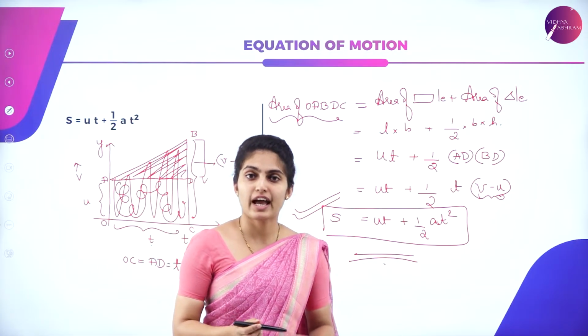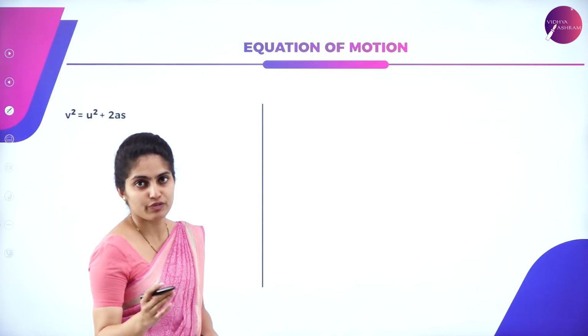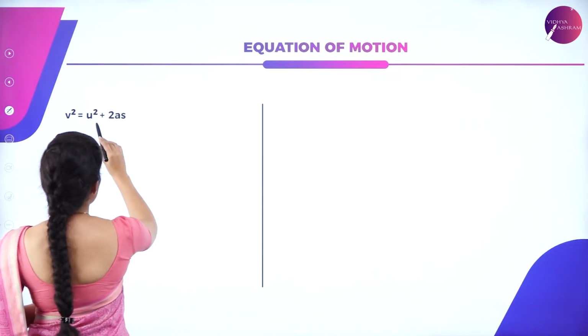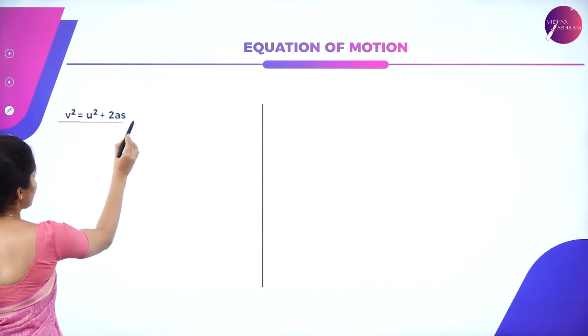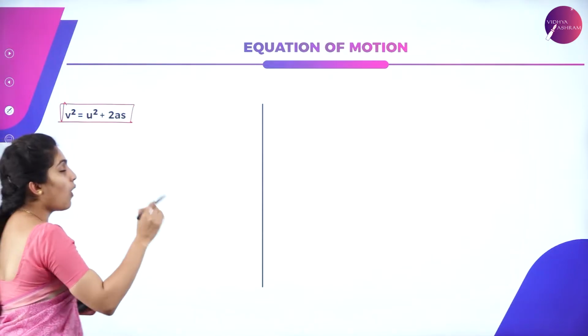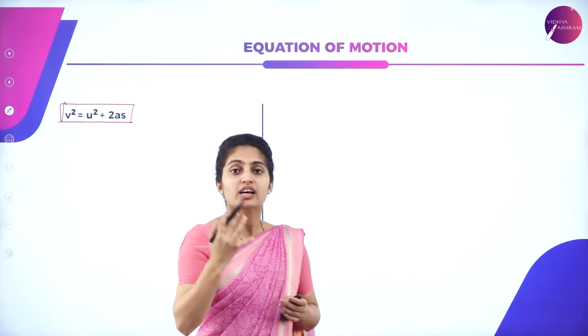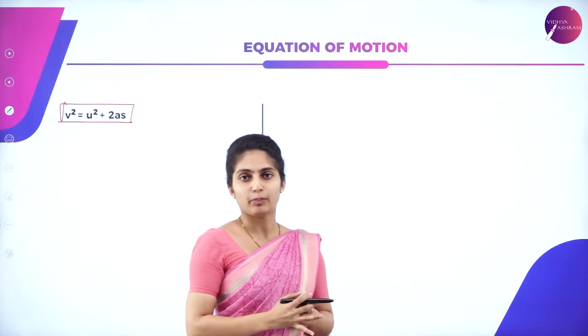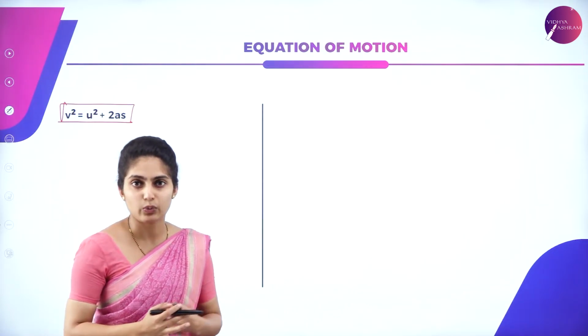Now we have the third equation of motion for us to derive, that is v square is equal to u square plus 2as. All three equations of motion are very important. So how do you get this equation of motion?